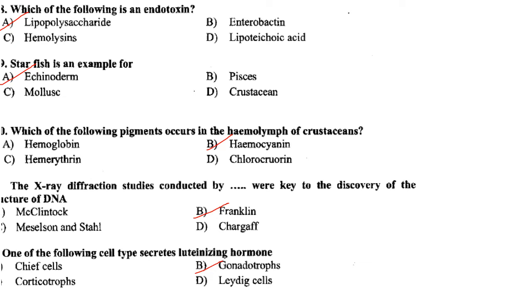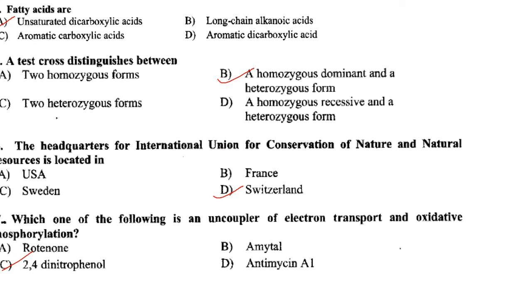One of the following cell types secrete luteinizing hormone. So luteinizing hormone is a hormone produced by gonadotropic cells in the anterior pituitary gland. So the answer is option B, that is gonadotrophs. Fatty acids are unsaturated dicarboxylic acids. Answer is option A.